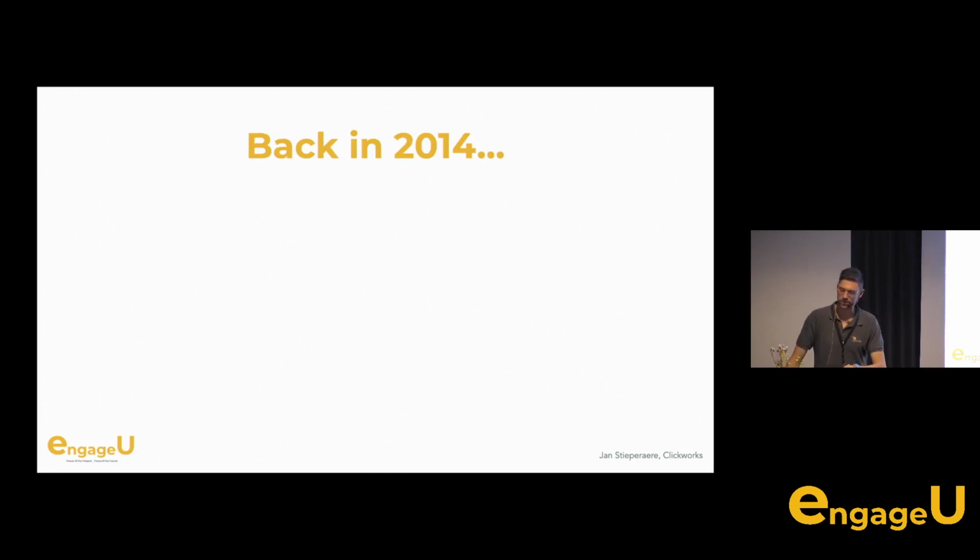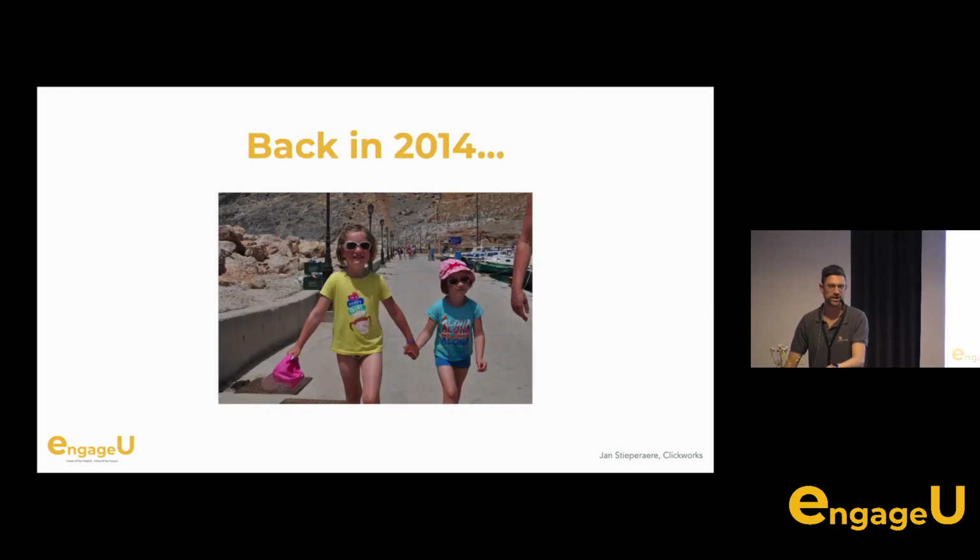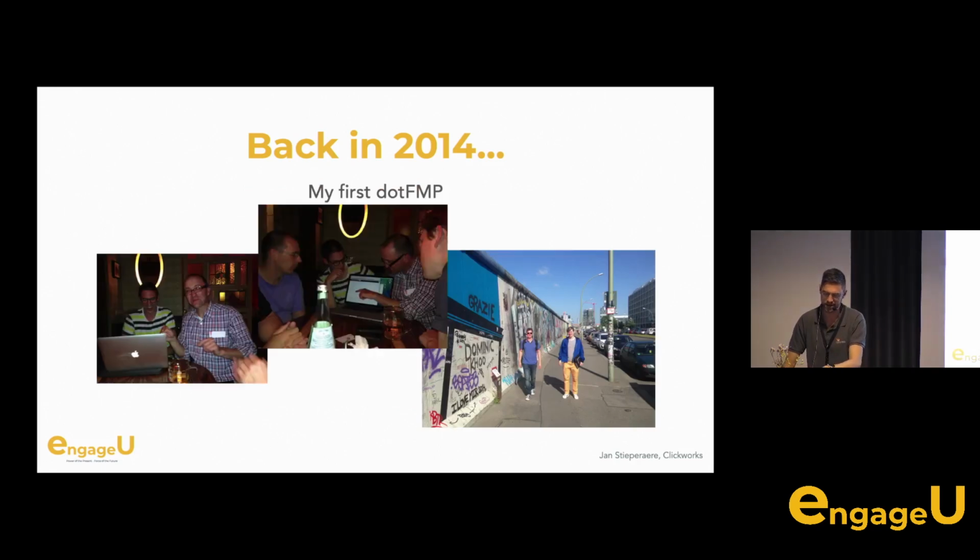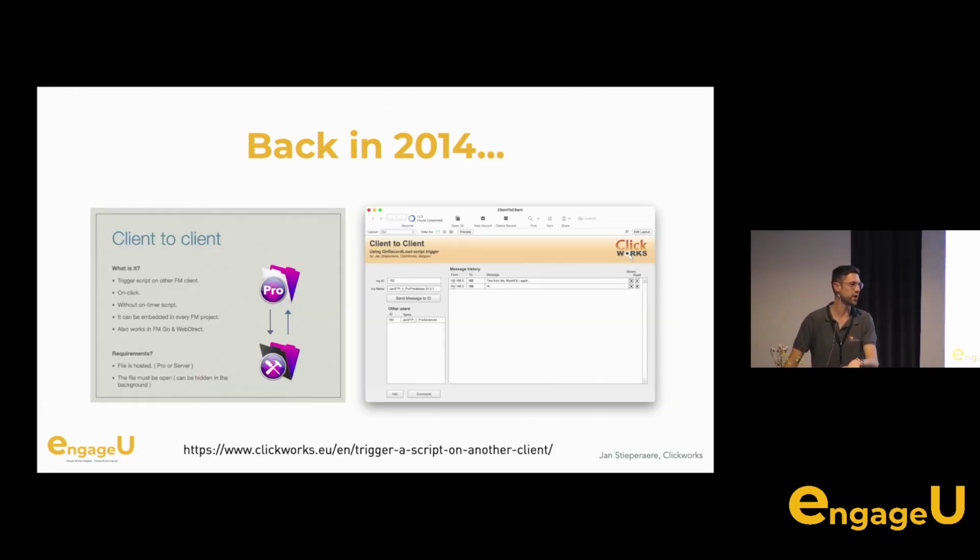maybe back in 2014, my kids were smaller at that time. They're very cute, but I had my first dotFMP, and I presented something, also client-to-client communication. Then I used the onRecordLoad trick. If you have a record sitting there in a temporary window, and another user deletes that record, at that time the onRecordLoad script trigger is fired, and that's some kind of triggering somebody else. So that was a trick I found, oh yeah, that's cool.